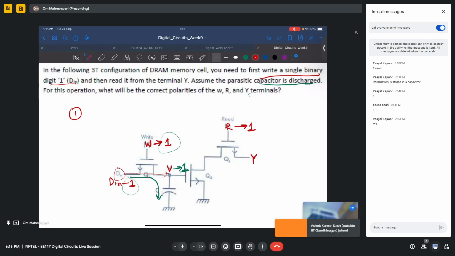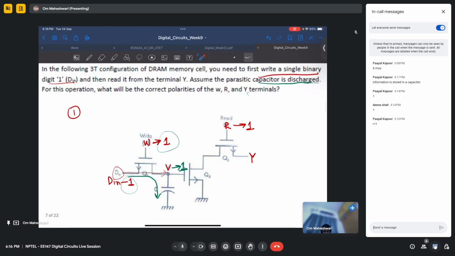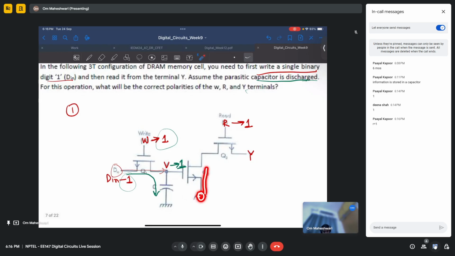Okay, so now let's see what is happening here. Now we have given 1 to the gate of this transistor. So what will happen? This 0 will transfer to here at this node. Let us call it node A. So A will change to 0. Now since you are reading, you have again turned this transistor on. So this 0 will transfer from here to here at Y. So this Y will change to 0.